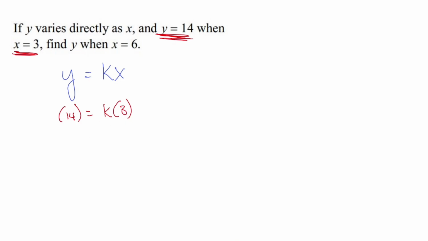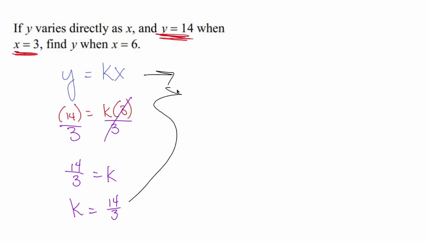Is k all by itself? No. How do I get k all by itself? Divide 3, divide 3. That crosses out. 14 over 3 equals k means k equals 14 over 3. Now that I have that, I could take this information and create an equation for direct variation. Y equals 14 thirds x.